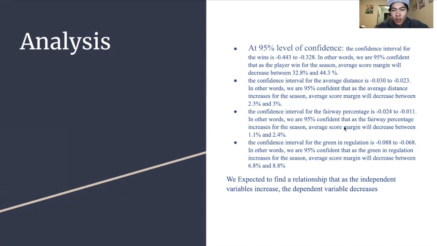And we would say that we are 95% confident that as the fairway percentage increases for the season, average score margin will decrease between 1.1% and 2.4%. Lastly, for the 95% level of confidence in greens in regulation, it was negative 0.088 to negative 0.068. And we would say that we are 95% confident that as the greens in regulation increases for the season, average score margin will decrease between 6.8% and 8.8%.